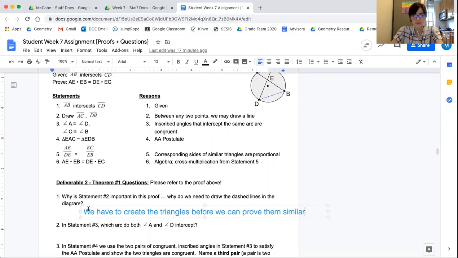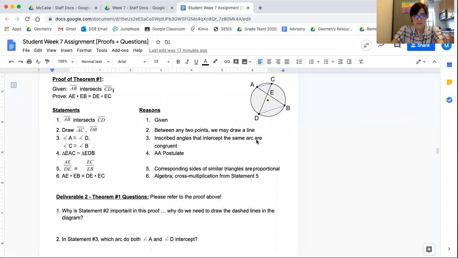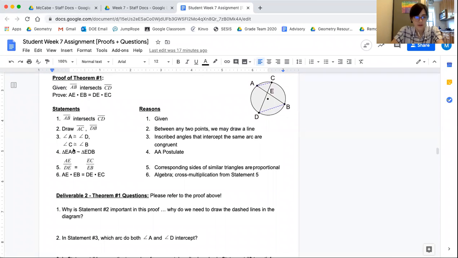In statement number 3, which arc do both angle A and angle D intercept? Okay, so in statement 3, I'm going to have to clear this so I can scroll back up. In statement 3, which arc do both angle A and angle D intercept? Okay, so let's go back up. This is now drawing on something we did a while ago. We have angle A and angle D. What do they intercept? So angle A is right here. I'm going to draw it out so that I can see. What arc does it intercept?